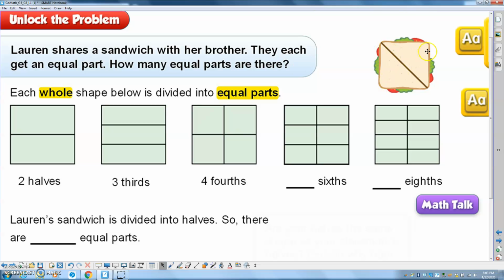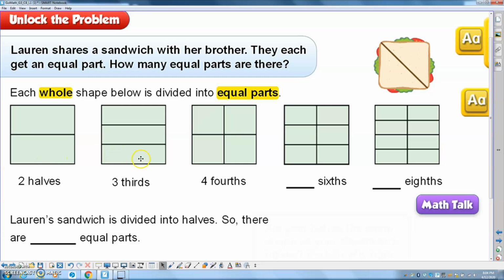Okay, so let's take a look at our sandwich. This part of the sandwich is the same as this part of the sandwich. So they are equal parts. So equal parts make up a whole. So in this sandwich, we have two equal parts. Okay, so if we look over here at this little square, there are two equal parts to make up this whole. When we have two equal parts, each part is called a half. So this has two halves.